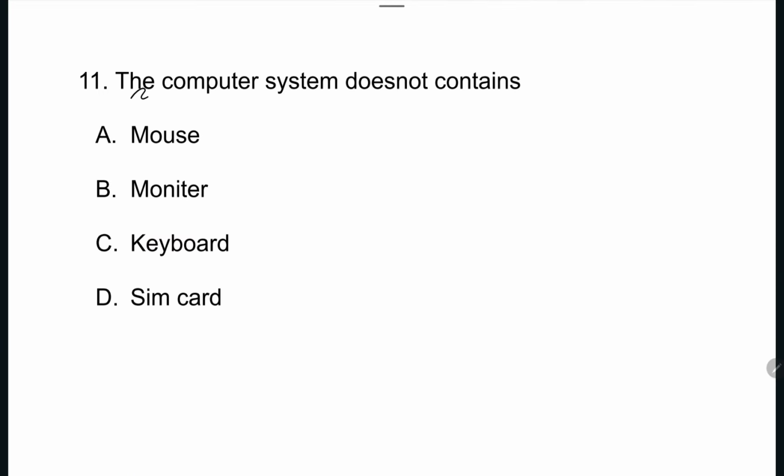The next one is, the computer system doesn't contain.